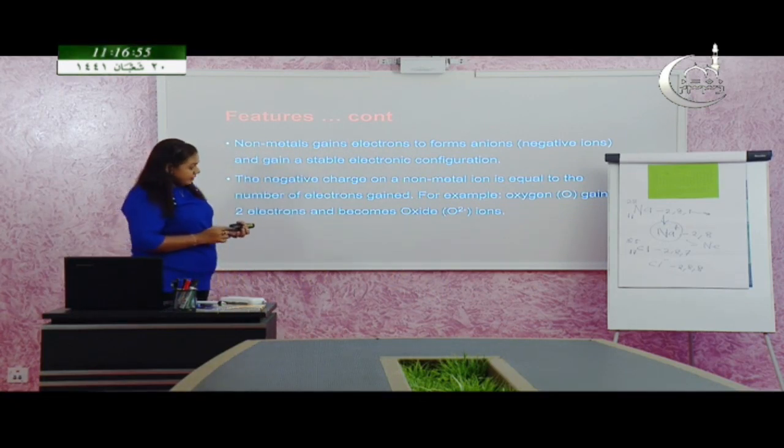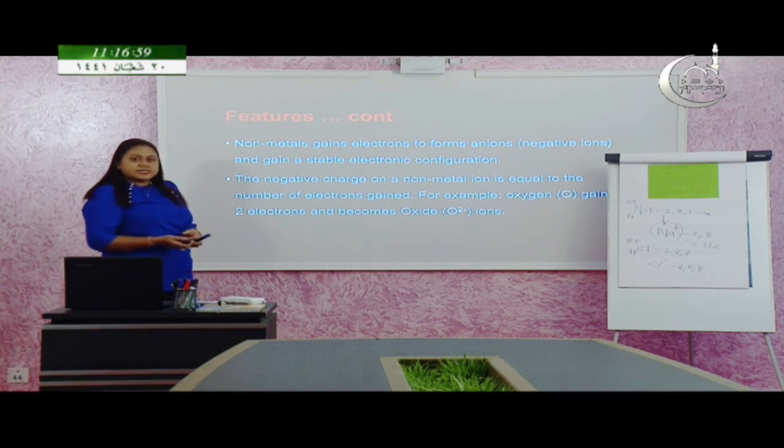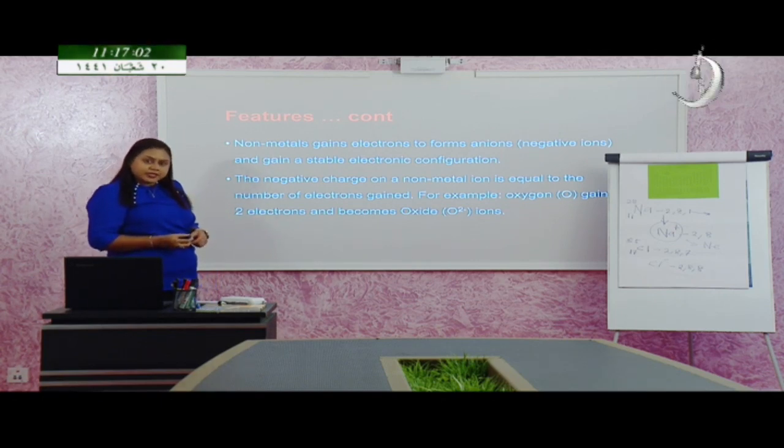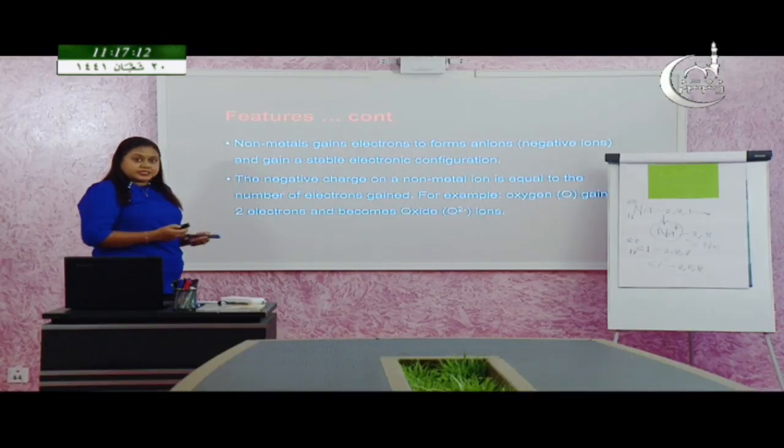Okay? Here in this point the example given is oxygen. Oxygen has 6 electrons in its outermost shell. So, oxygen needs 2 electrons, that is why the charge of the oxide ion is O2 minus. Hope it is clear up to here. We will continue with the diagrams now.